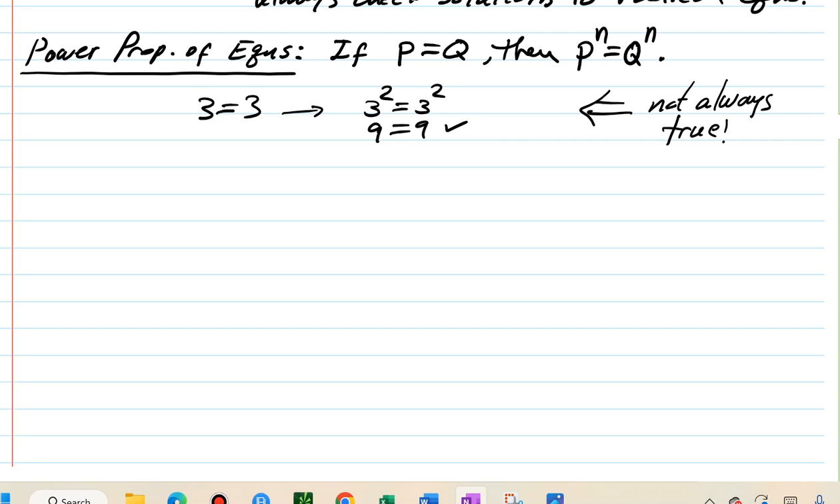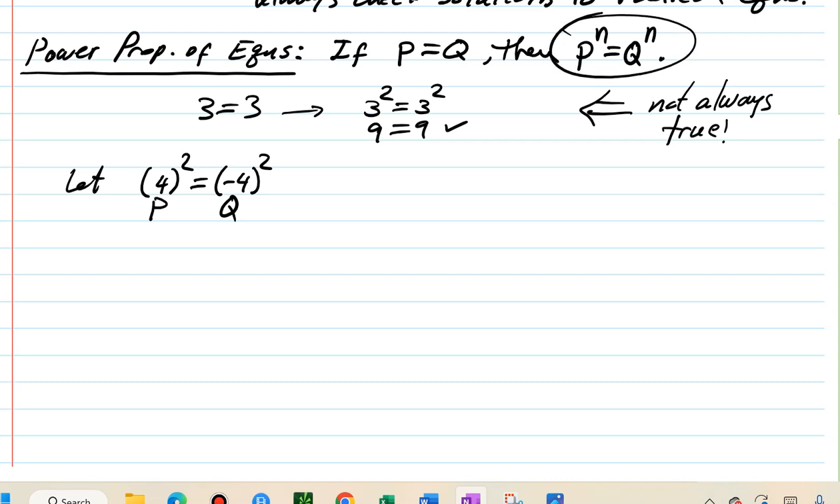Suppose now my P and Q are like this. Let 4² be equal to (−4)². So here's my P, there's the Q. Now that clearly is a true expression, right? 4 squared is 16, negative 4 squared is 16. So I'm starting with the right statement. So I'm going from right to left now. Does that imply that 4 equals negative 4? That's not true, is it?